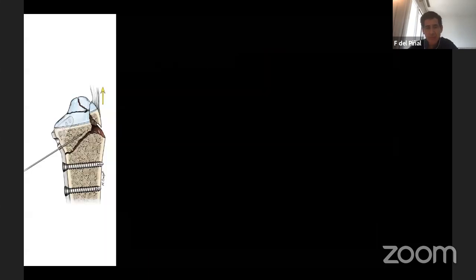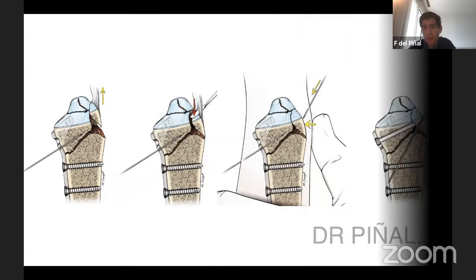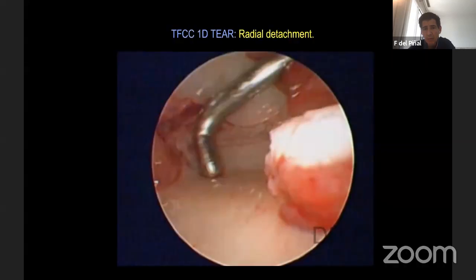This type of small fragments we control under arthroscopy. If they are big enough, we put a K-wire, but otherwise what we do is use a smooth K-wire to keep there for 3 or 4 weeks and then allow range of motion.